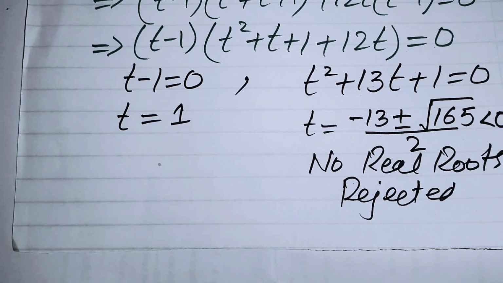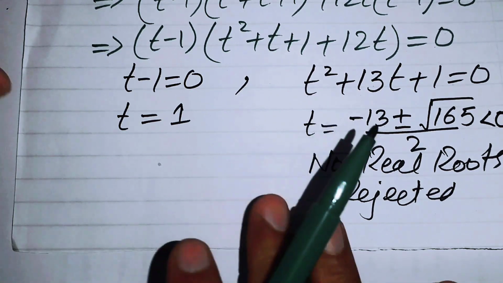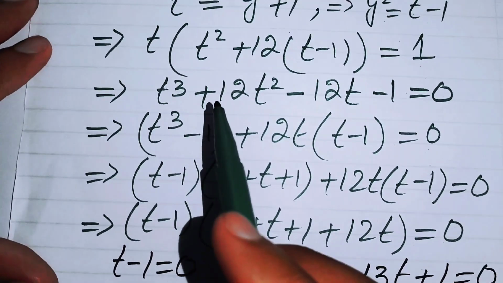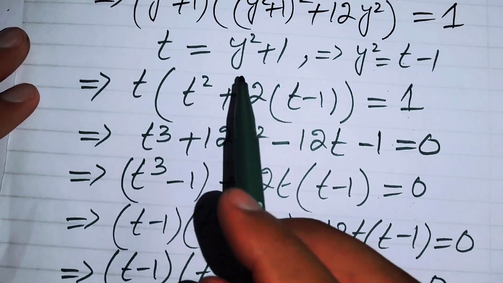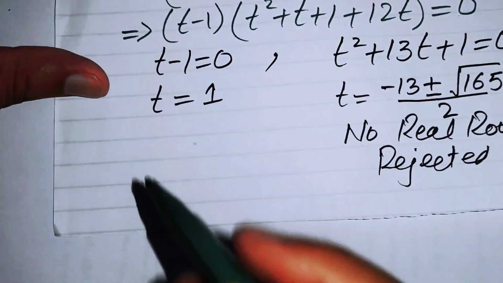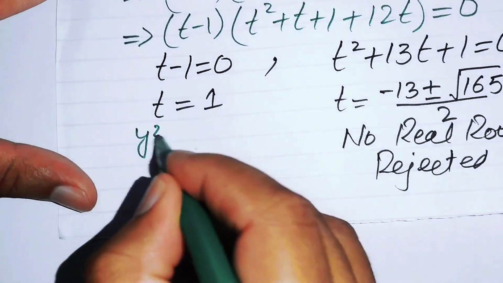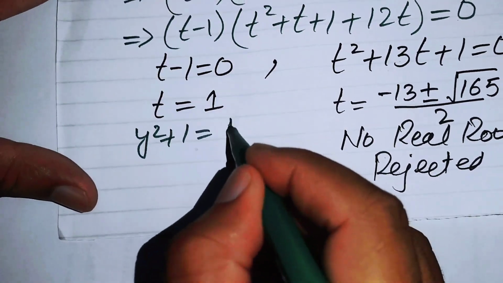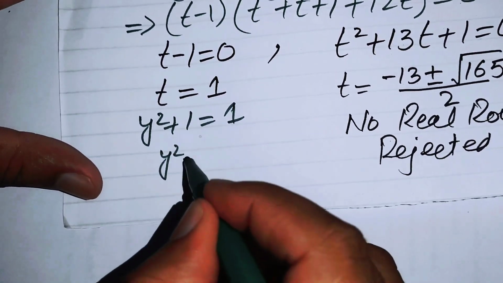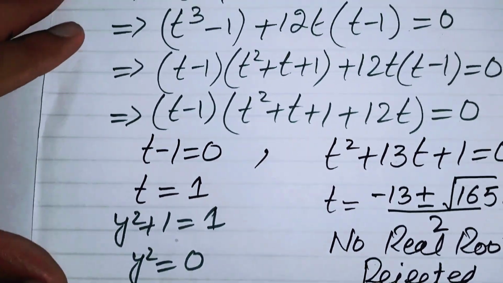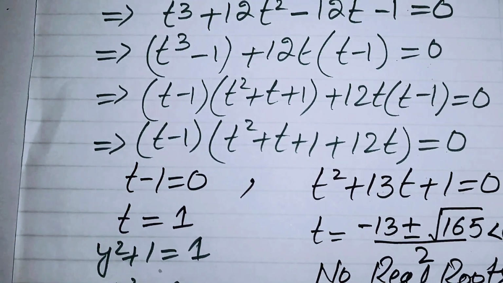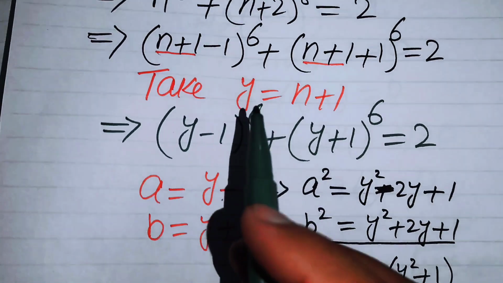And in this case you have t is equals to 1, and now we can back substitute the value of t, and the value of t is y square plus 1, so that you can put here y square plus 1 is equals to 1, so that here you get y squared is equals to 0. And now we can again back substitute the value of y, and here you see that the value of y is equals to n plus 1.